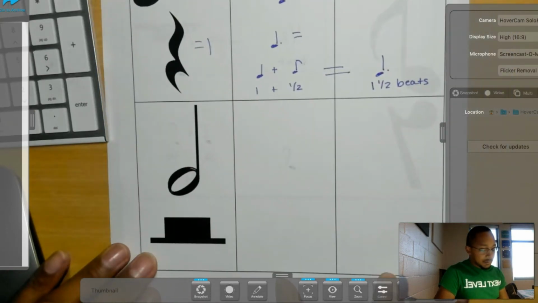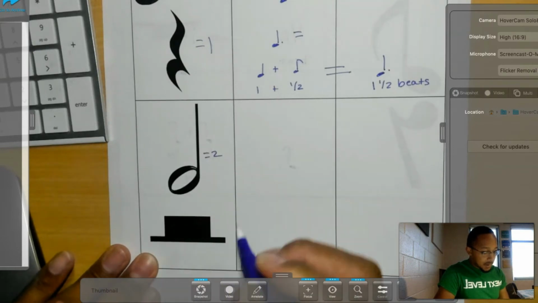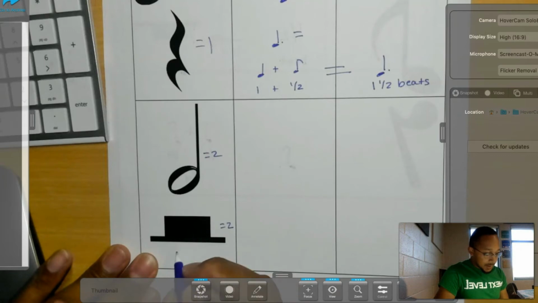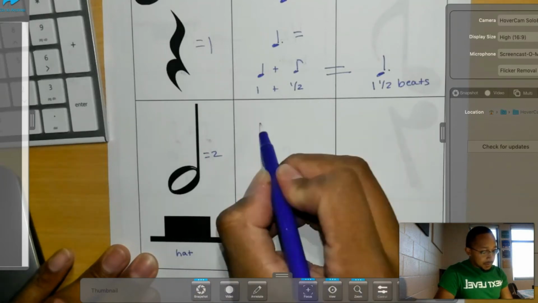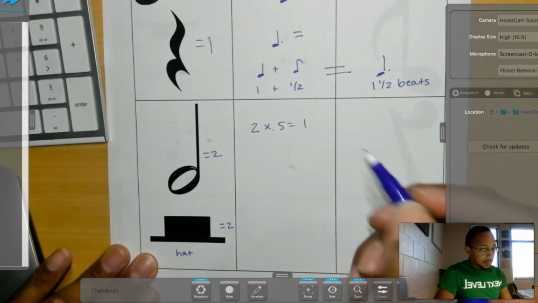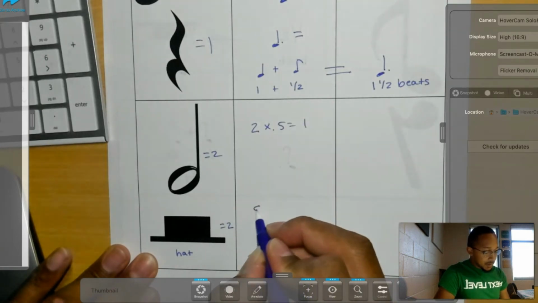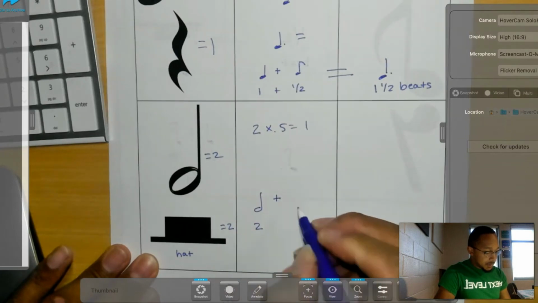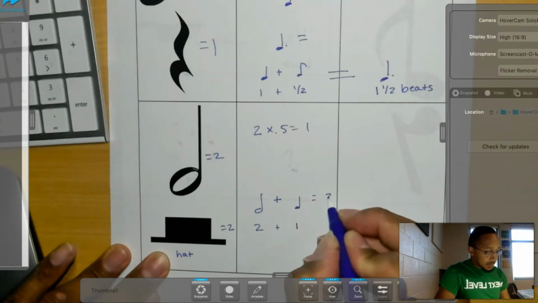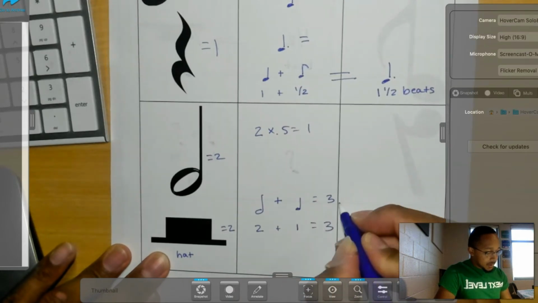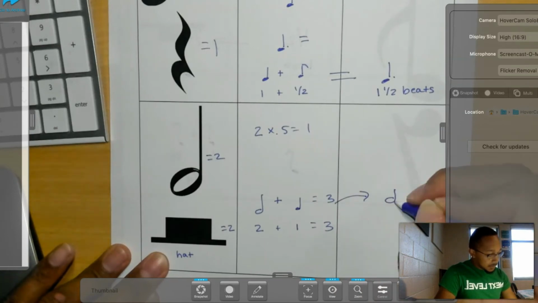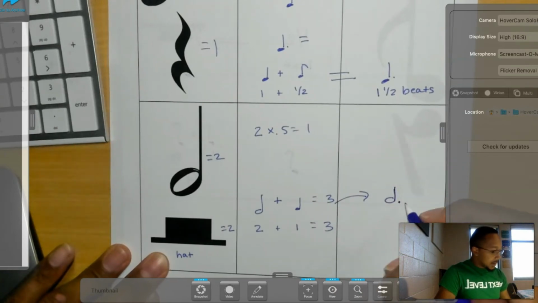Next, we have the half note. Half note is worth 2 beats. Half rest is worth 2 beats. Remember, the half rest looks like a hat. So, half of 2 equals 1. What note is worth 1? The quarter note. So the half note of 2 plus the quarter note of 1 is going to give us 3. Should have drawn the dotted half note there, so we'll put it over here. Here's our dotted half note. Remember, the dot goes to the right side of the note.